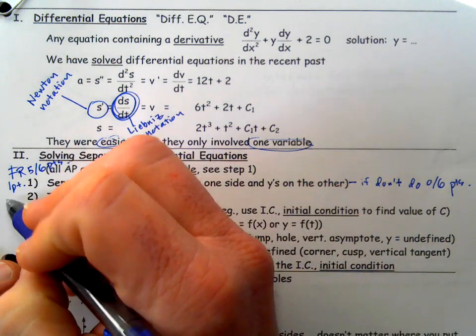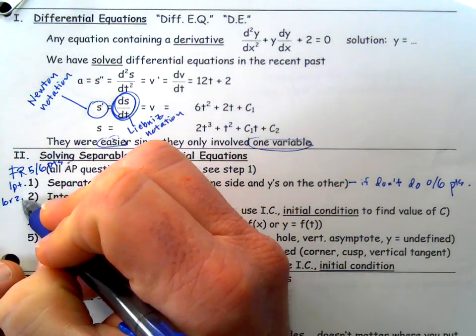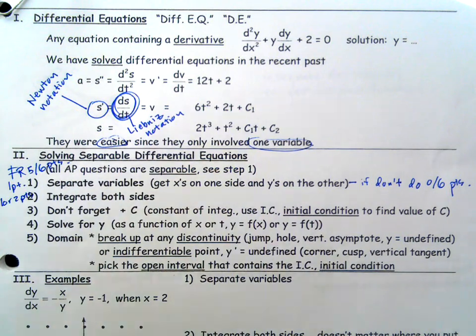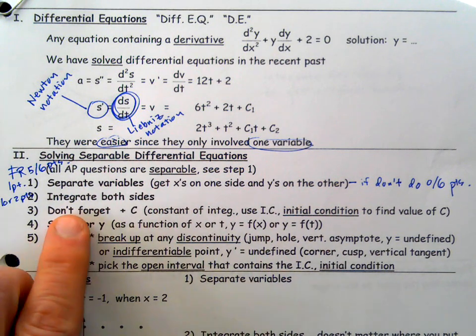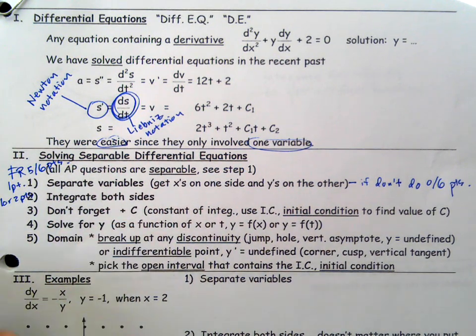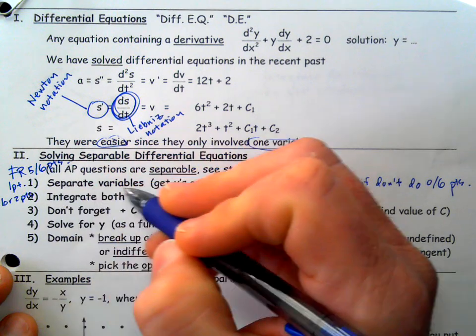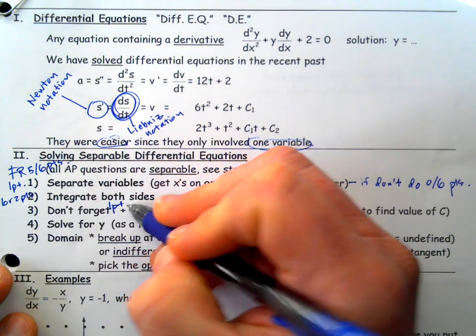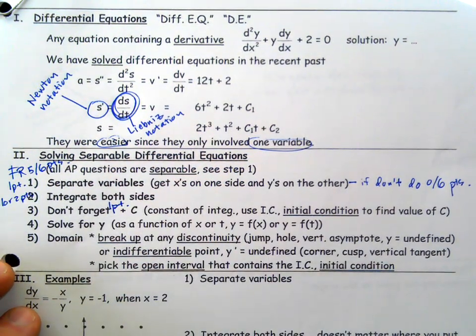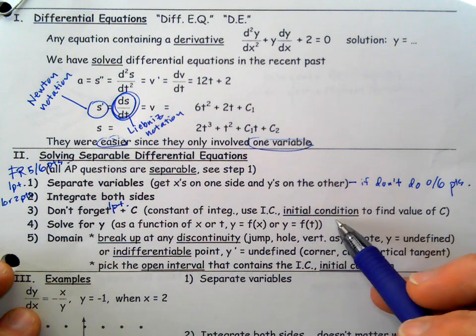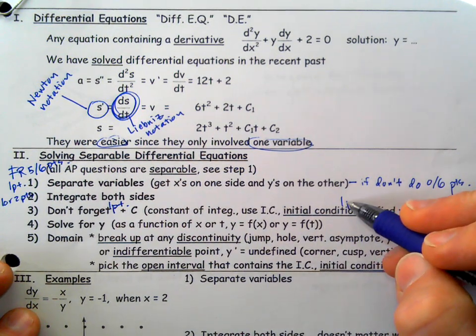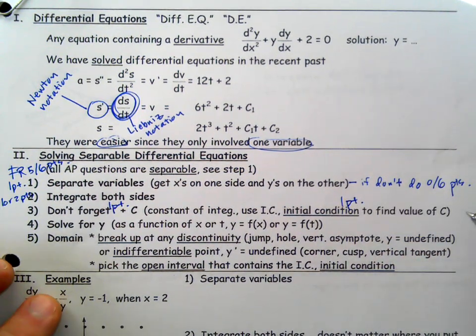Then we're going to integrate both sides. That's 1 or 2 points. Maybe 1 point for one side, 1 point for the other. Maybe just 1 point total. It kind of depends. Don't forget the plus C. Just writing plus C is worth another point. That's the constant of integration that we usually use the initial condition to find the value of. That's another point. If you don't put the plus C, you lose all the rest of the points.